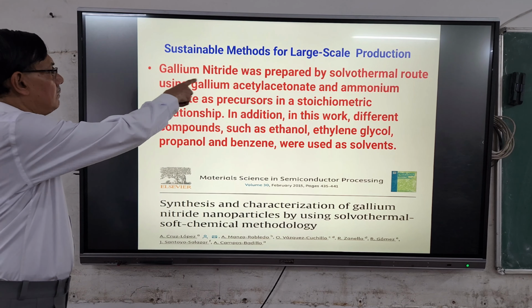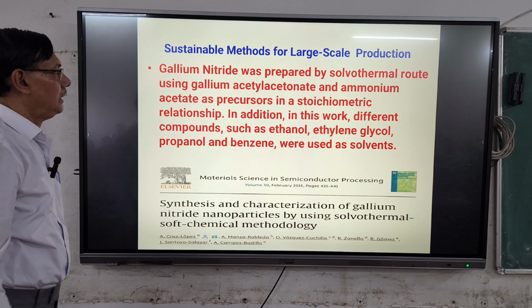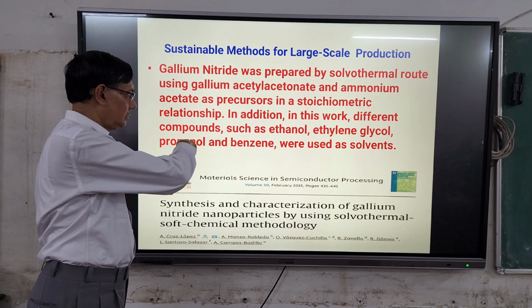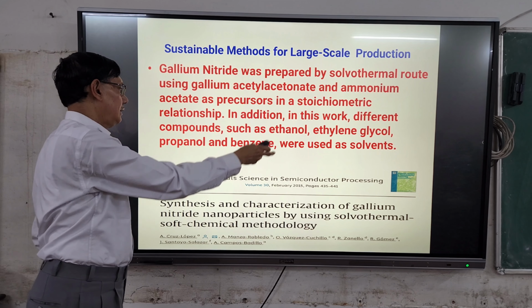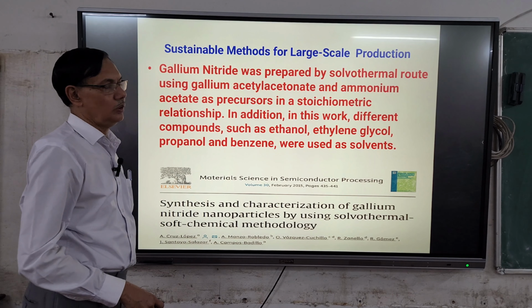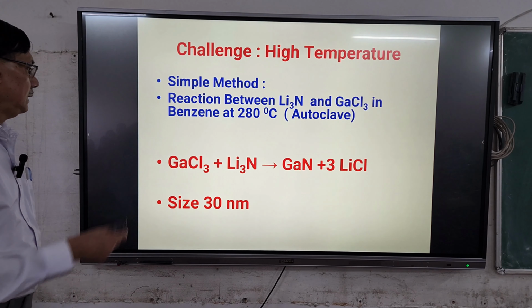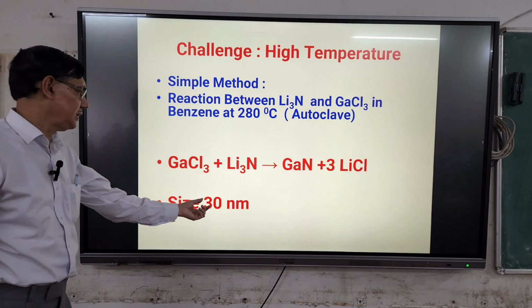So gallium nitride was prepared by a solvothermal route using gallium acetylacetonate and ammonium acetate as precursors in a stoichiometric relation. In addition, in this work, different compounds like ethanol, ethylene glycol, propanol and benzene were used as solvents. Now if I want to see the latest method, of course here the size is very high. So what is the challenge for that method? Every method, one is the temperature. But there is a problem. We are not getting it, the size is very high.